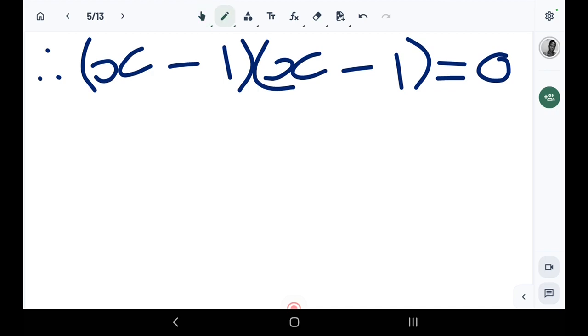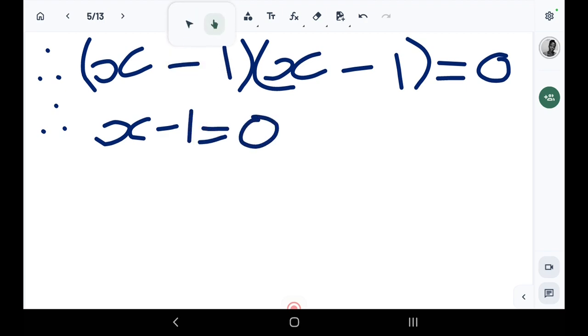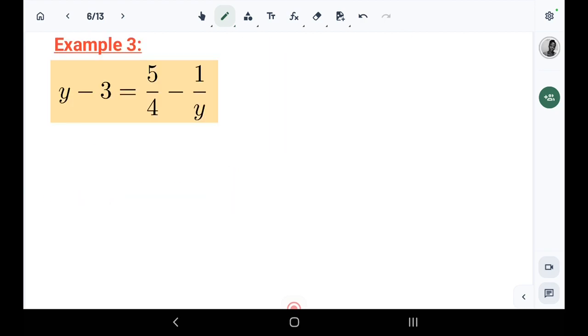Now what you do is you equate just one of these factors to 0. Reason being that it's a duplication. It's exactly the same thing. There is absolutely no need for you to do a double take here. You can just work with one of these factors. Therefore, x equals to 1. And that is your answer.